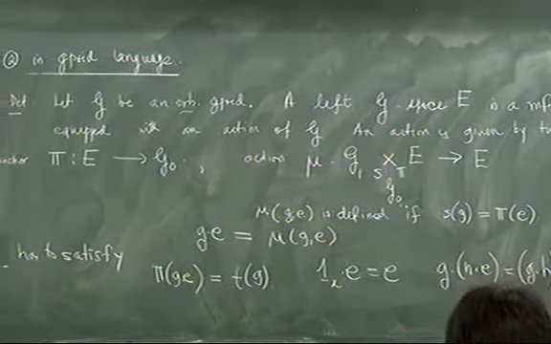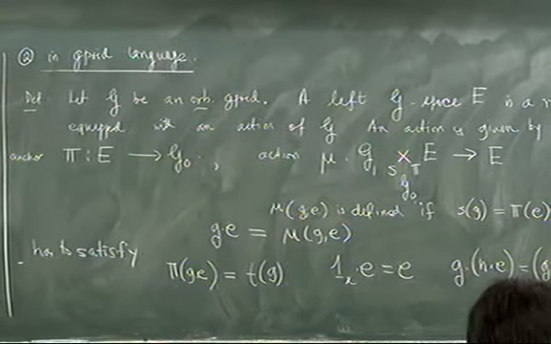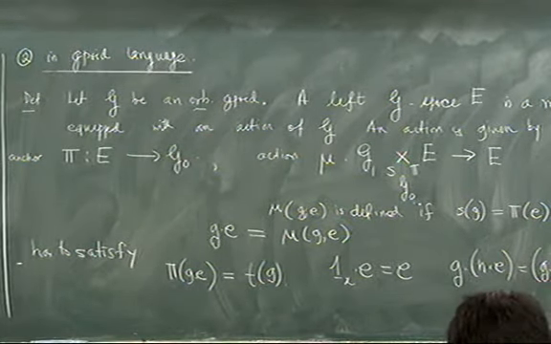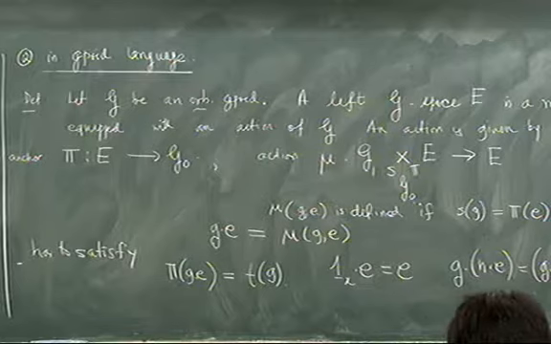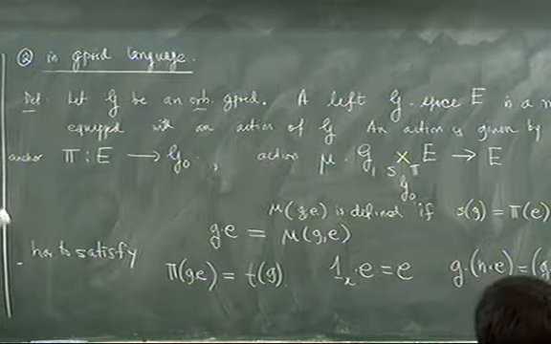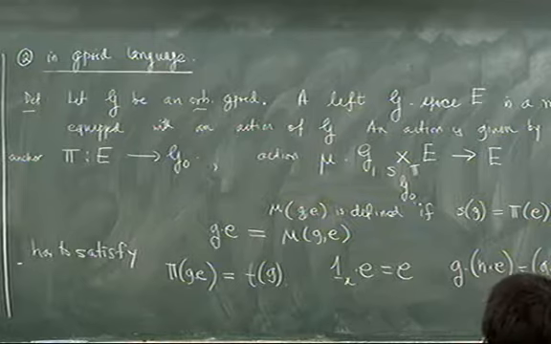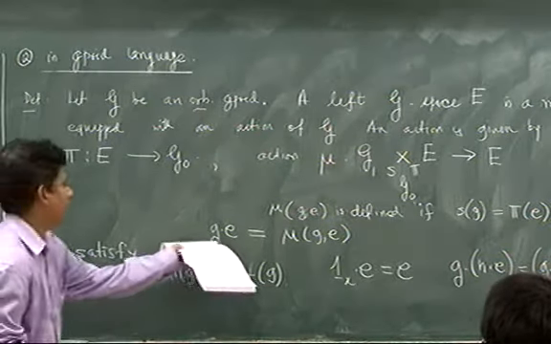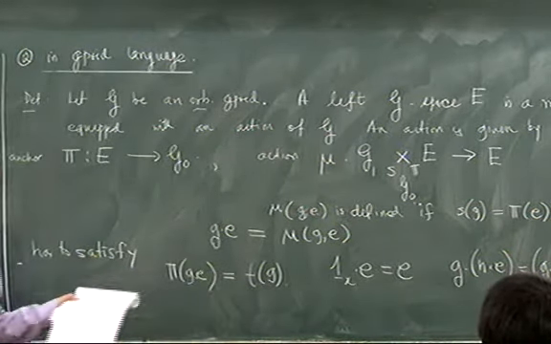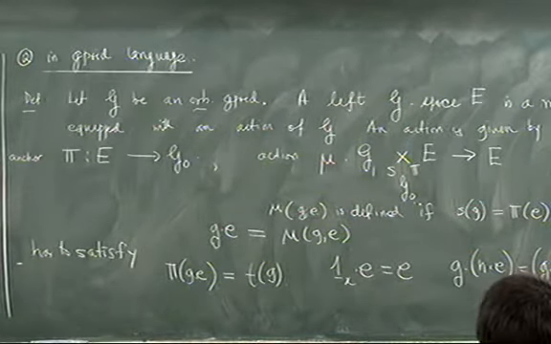Now what is a G vector bundle? You just impose the condition that this action has to be fiber-wise. First of all, E has to be a vector bundle, and this action that I define like this has to be fiber-wise linear. Okay. So here is the definition.